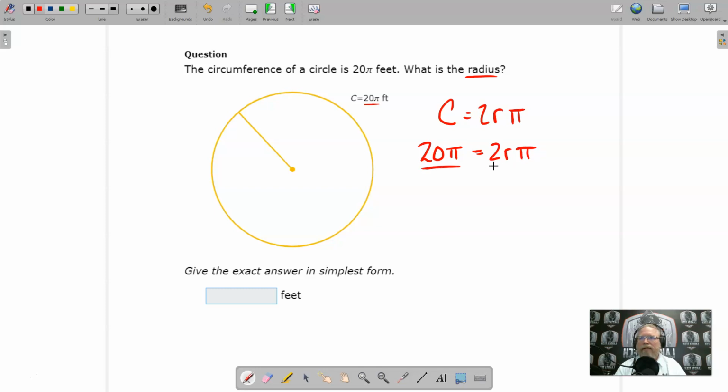First step, let's get rid of pi. Divide each side by pi. Pi's cancel each other. Leaves me with 20 equals 2r. Now, let's get the radius isolated by dividing by 2. What we do to one side, do to the other. 2's cancel each other, leave me with r on the right. 20 divided by 2 is 10. The radius is 10. That's what they're asking for. Radius, 10 feet.